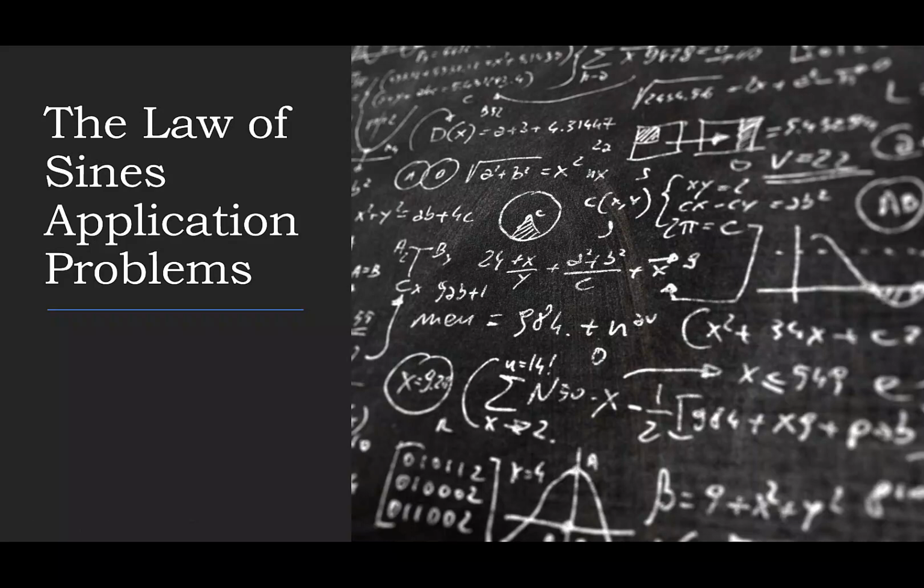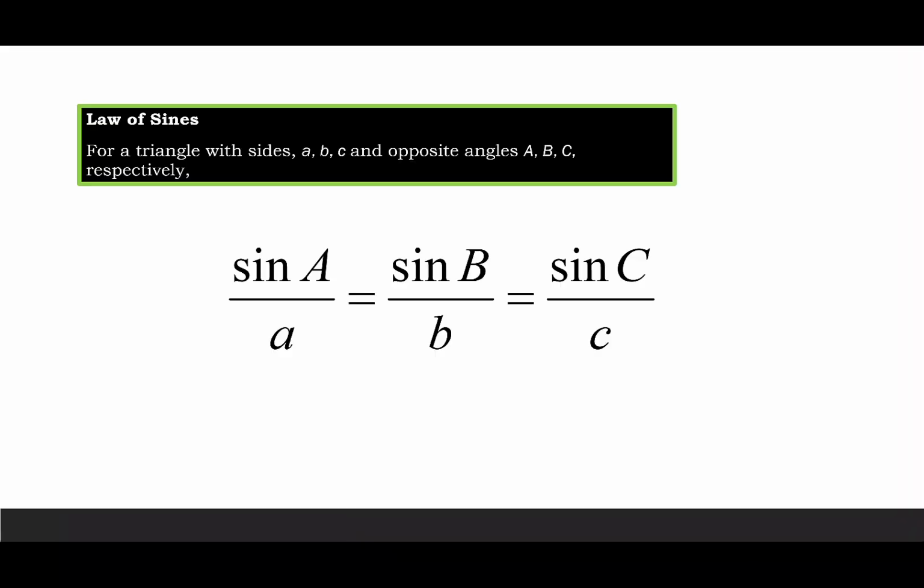Hi everybody, today I'm going to do a few application problems that use the law of sines. As a quick reminder, for a triangle with sides A, B, and C, and opposite sides capital A, capital B, and capital C, the law of sines says sine A over A is equal to sine B over B, which is equal to sine C over C.